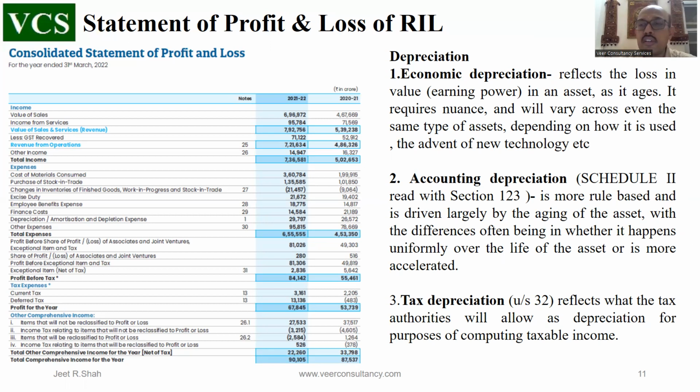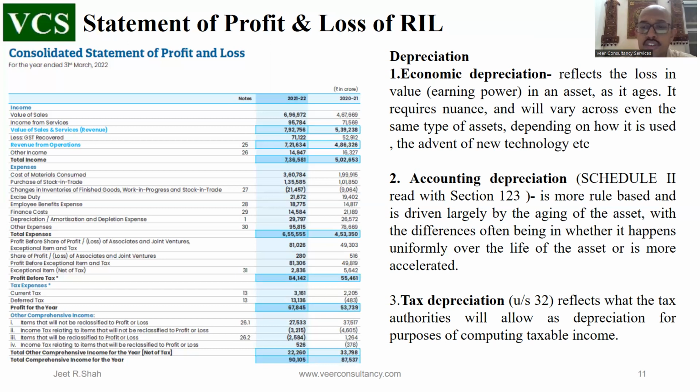Then you have the accounting depreciation. It is Schedule 2 read with Section 123. It is more rule based, as we had done in that video, where we had given more in-depth analysis of depreciation. So accounting depreciation is more rule based. It's driven largely by aging of the assets. जितना पुराना होगा वैसे वैसे उसका depreciate होता जाएगा, with the difference often being in whether it happens uniformly over the life or is more accelerated, fast.